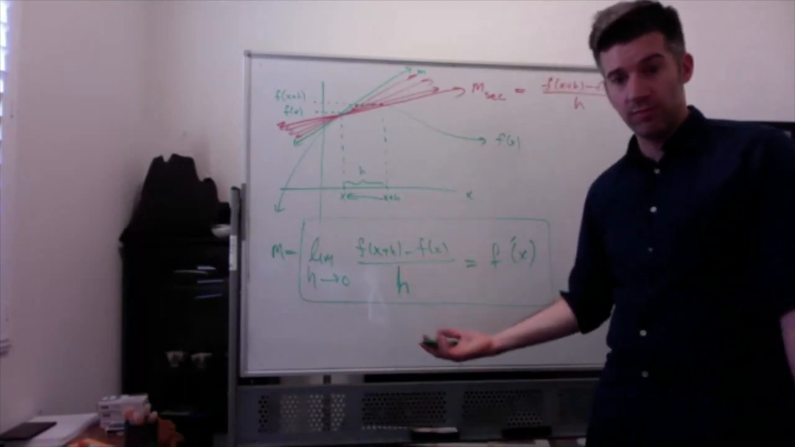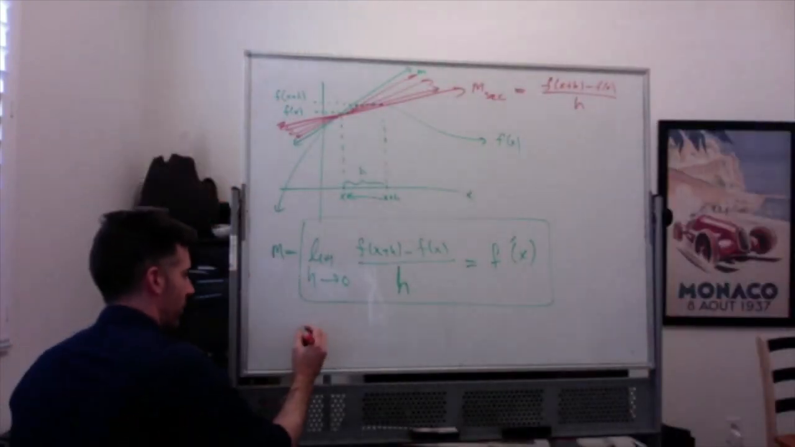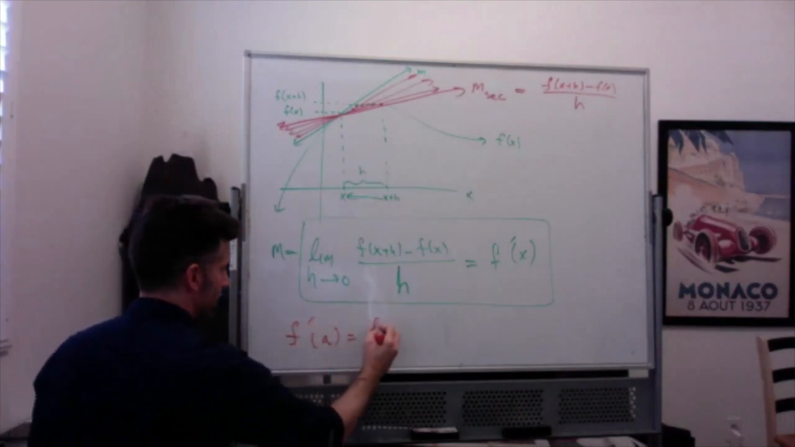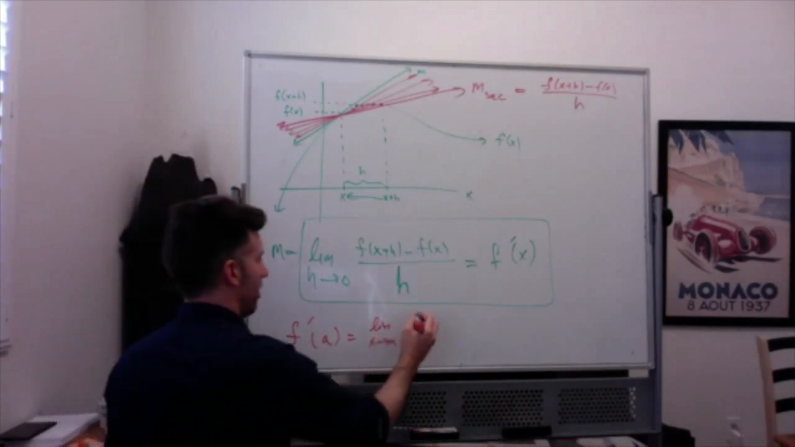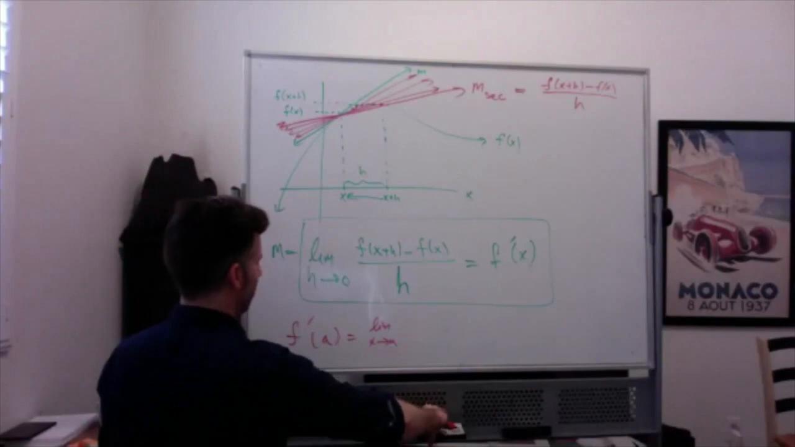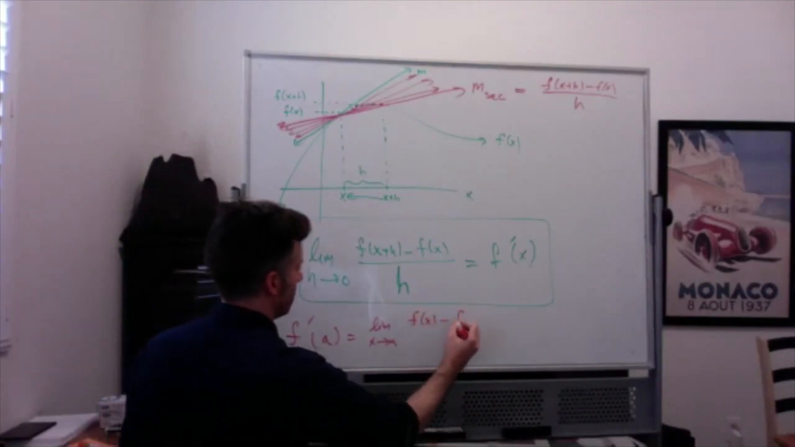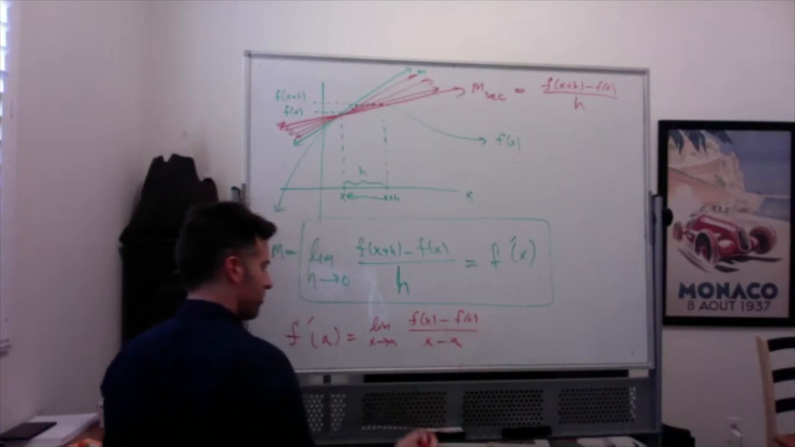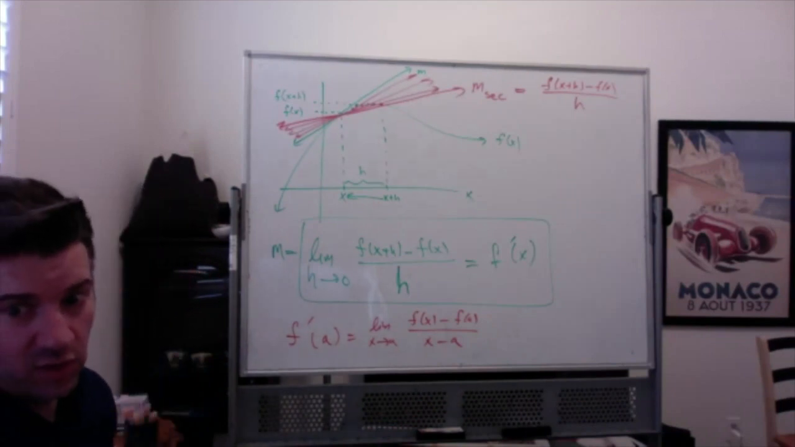I should mention there are alternate definitions. Some people like to talk about how the derivative of f at a is the limit as x approaches a of f of x minus f of a over x minus a. That is an equivalent but alternate definition.